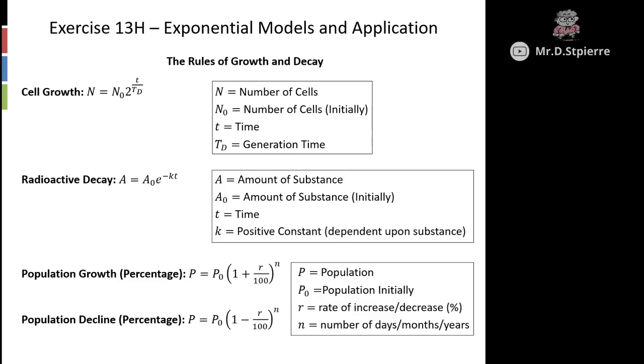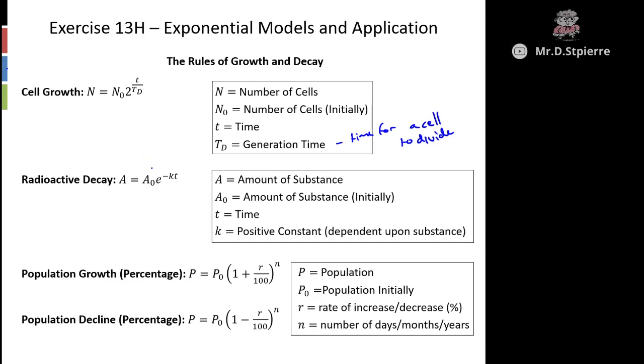One is cell growth. So we have N equals N naught 2 to the power of t on td. One thing to note with this td is that it's generation time, which is effectively the time for a cell to divide. Okay, that's what td is, the generation time.